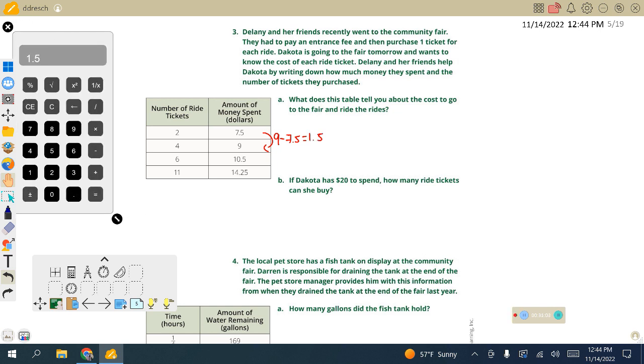Now go do the other column. You've got to get how much it changed on the x's. How much does it change from 2 to 4? It's a plus 2, right? 4 minus 2 is 2. That's all we need. Now we have our slope: 1.5 over 2. Go to your calculator, type it in. 1.5 divided by 2, survey says 0.75. So what does that mean? How much does each ride cost? Each ride costs 75 cents.